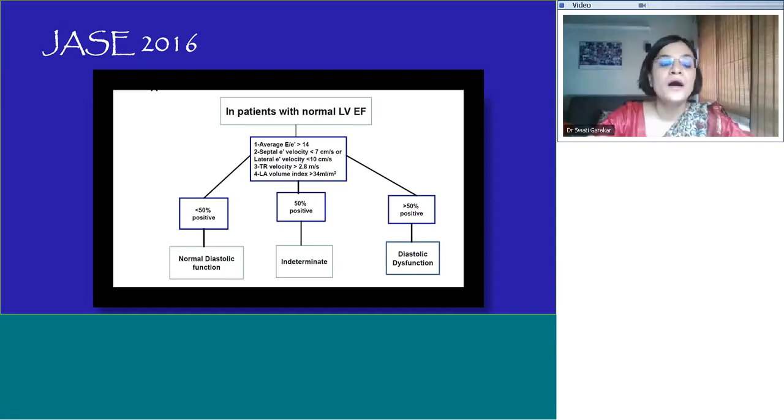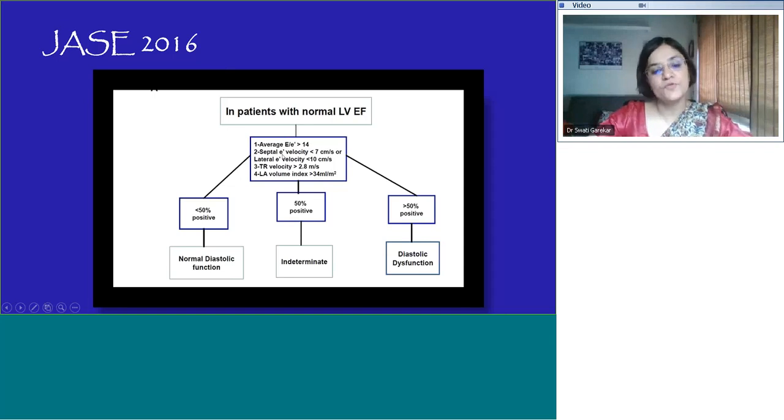So let's look at the two flowcharts that JASE employed. So please, once this lecture is done, go back and look at these and stick them up in your echo lab. What they say is, first find out if your ejection fraction is normal or not. So if your ejection fraction is normal, look at these four things: E by E prime, and they have a value.